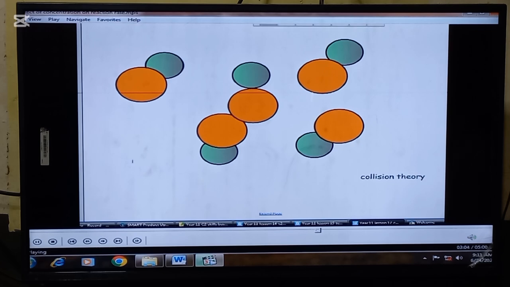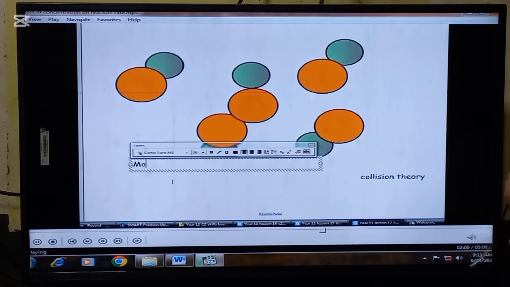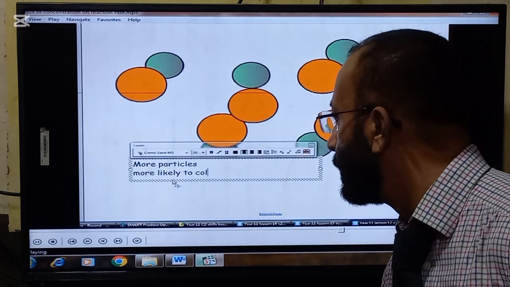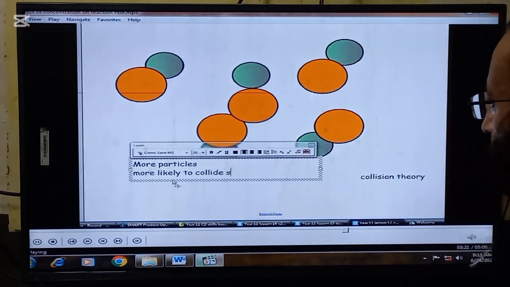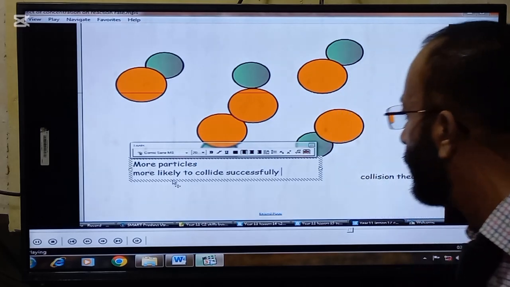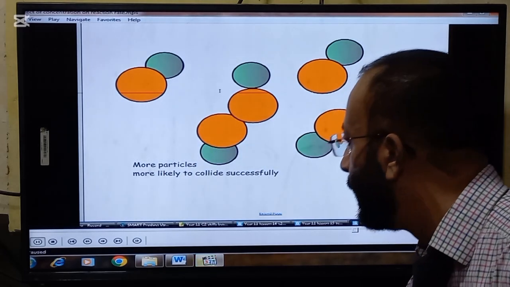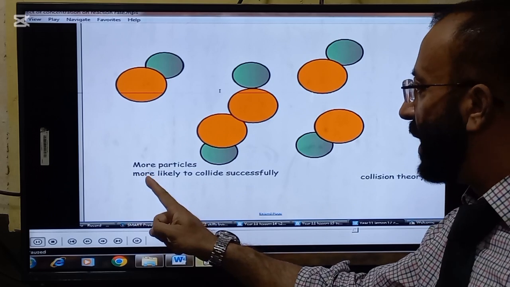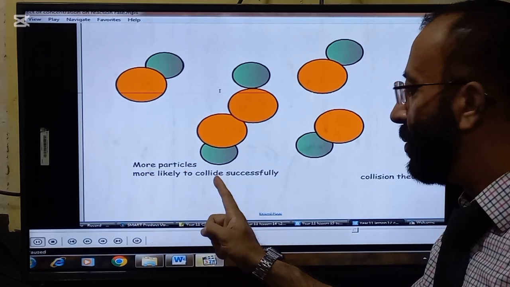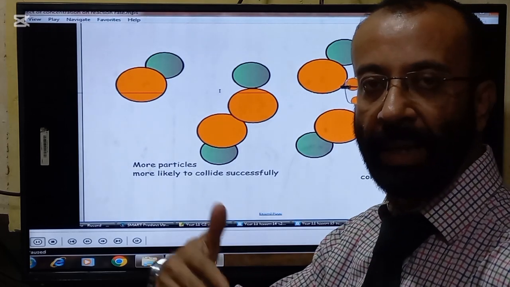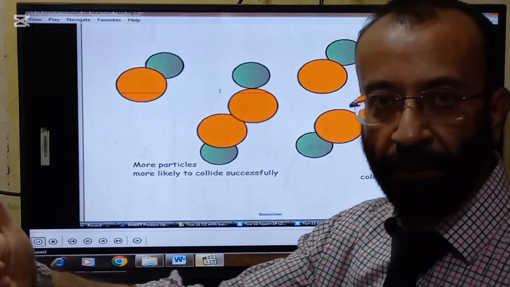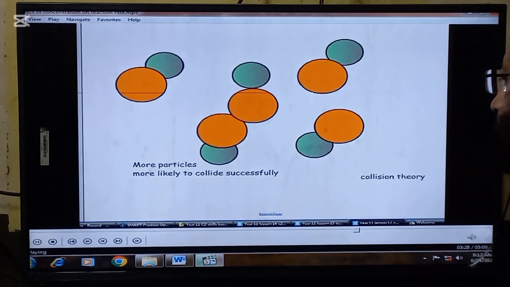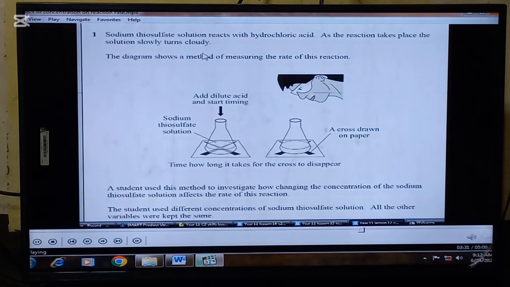The key point you've got to remember: the more particles, the more likely to collide successfully. So here is the key point. If there are more particles, they are more likely to collide successfully, and the rate of the chemical reaction will be faster. Faster reaction.